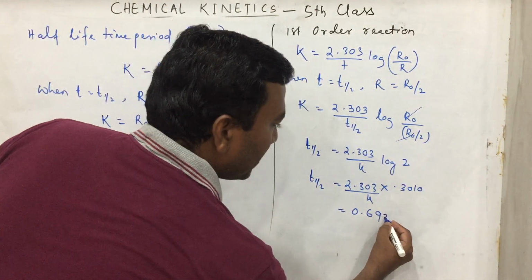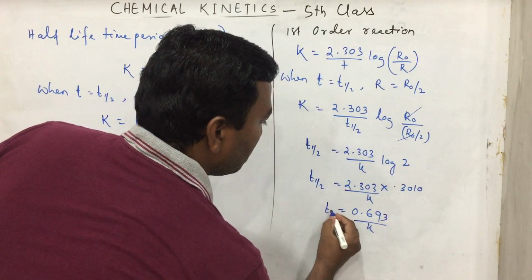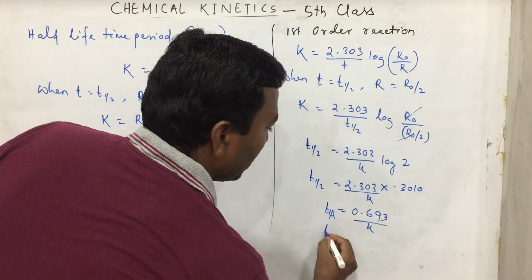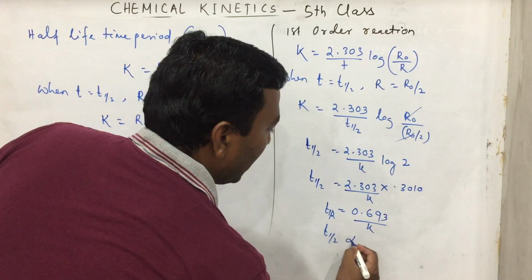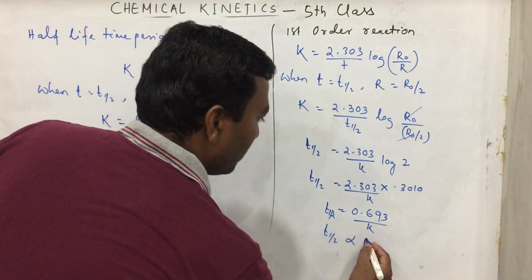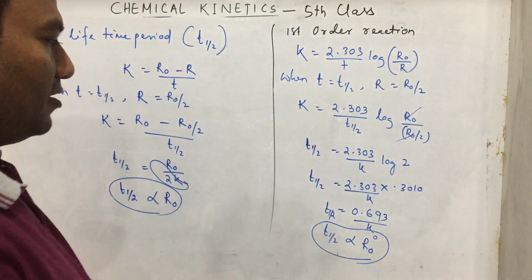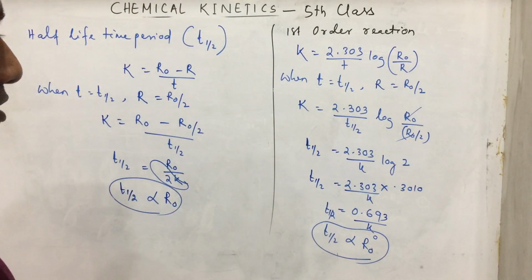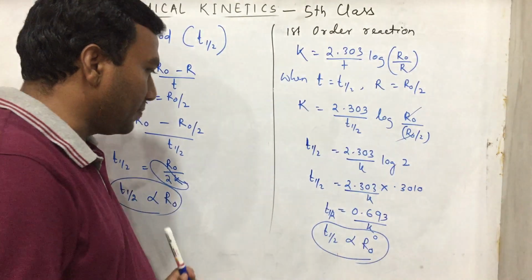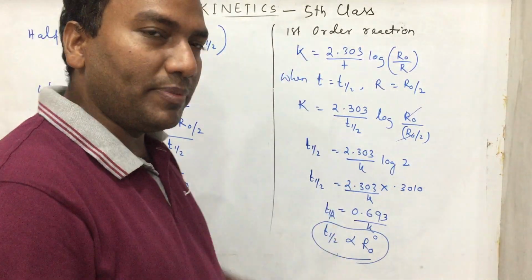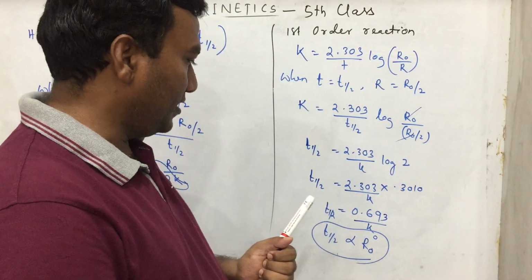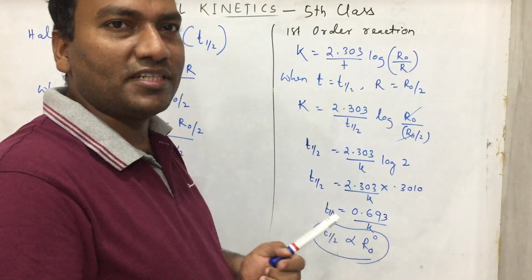0.693 divided by K. So this is the T half. Or we can write T half directly proportional to R naught to the power 0. That means the half-life time period is independent of initial concentration. You see, here rate depends on concentration of the reactant, but half-life does not depend on concentration of the reactant.